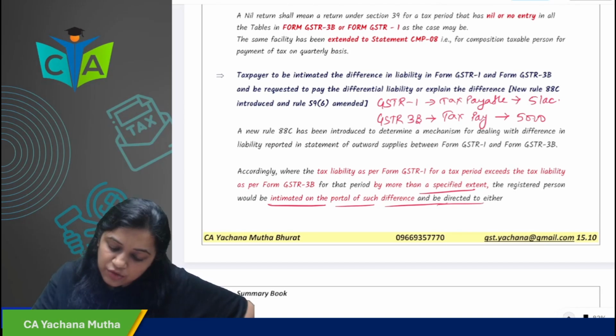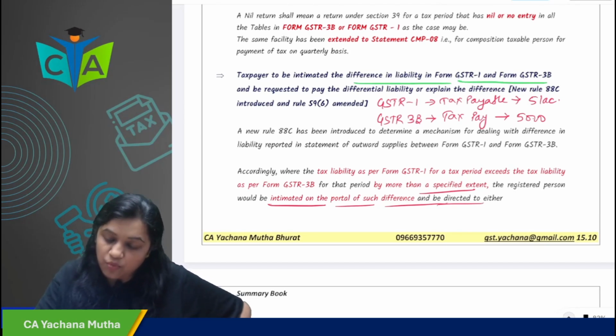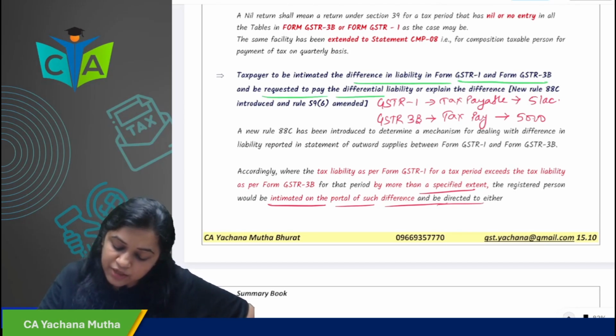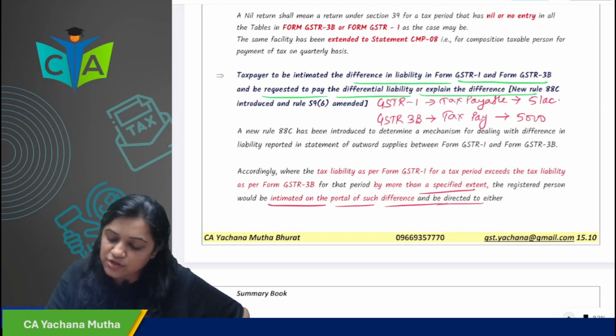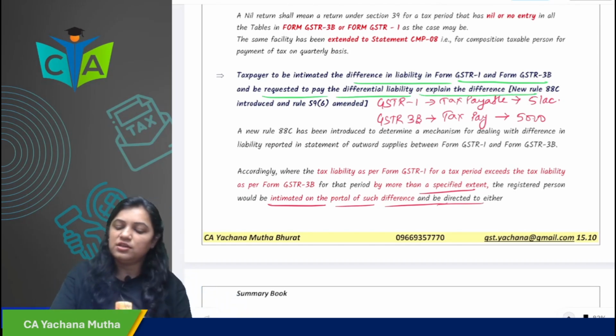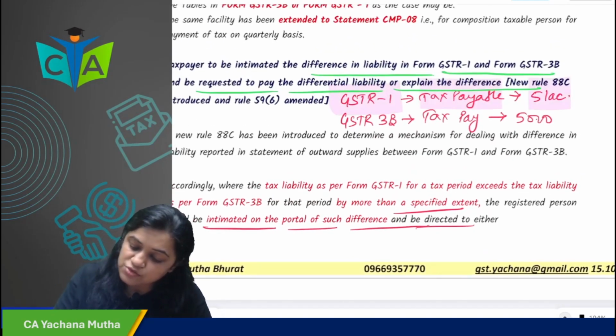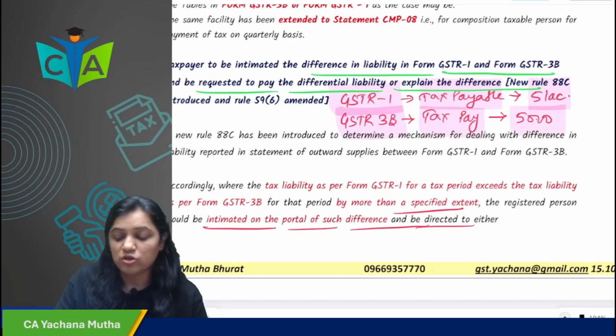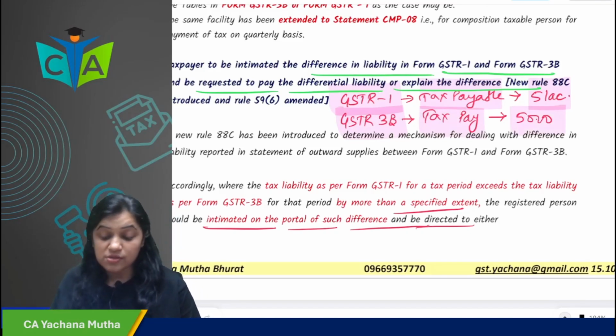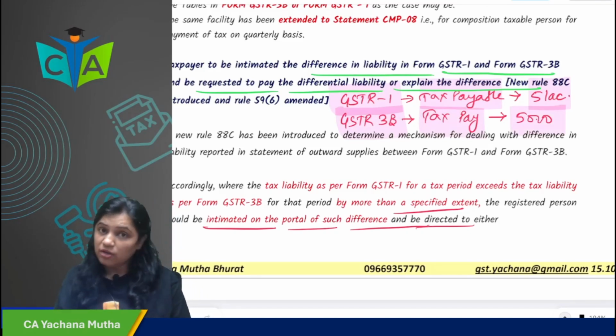the taxpayer is to be intimated of the difference in liability in form GSTR 1 and 3B and requested to pay the differential or explain the difference. Rule 88C. Now, the tax payable, for example, as per GSTR 1 is 5 lakh. But in 3B, you have actually paid only 5,000. So there is a substantial difference, then the government will send you an intimation.